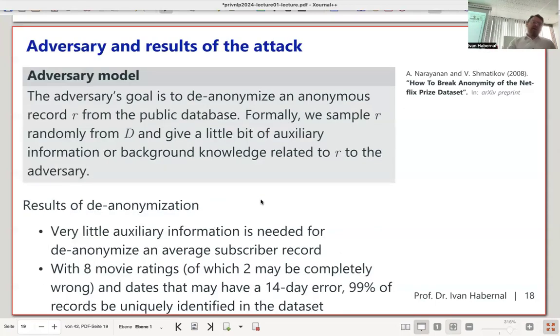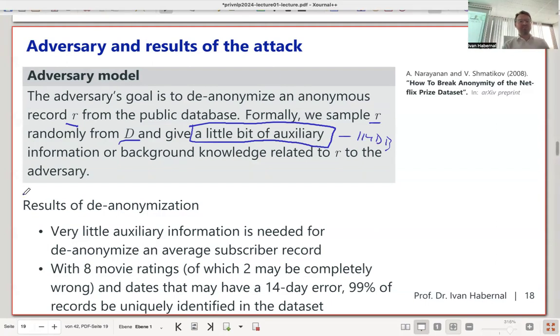And as the bad guy, as the adversary, we want to de-anonymize an anonymous record R from the public database. We sample R from the Netflix database and give it a little bit of auxiliary information, say a little bit from IMDb, and want to match these two together. We're thinking that IMDb has a public profile, and we want to find the full watching history of that person from Netflix.